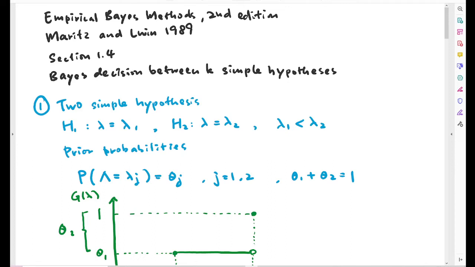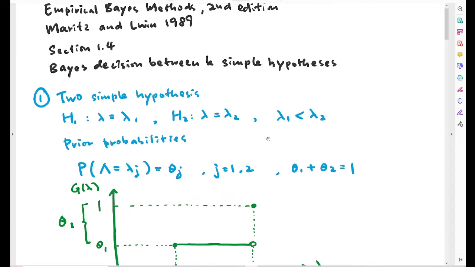This video is about Bayesian decision between simple hypotheses. We are still using the same reference book, Empirical Bayes Methods, second edition. This lesson is about section 1.4, Bayes decision between k simple hypotheses. Let us start with the case with two simple hypotheses first.